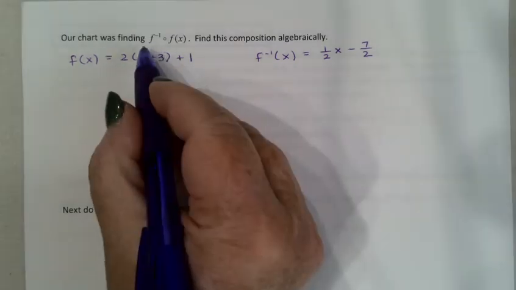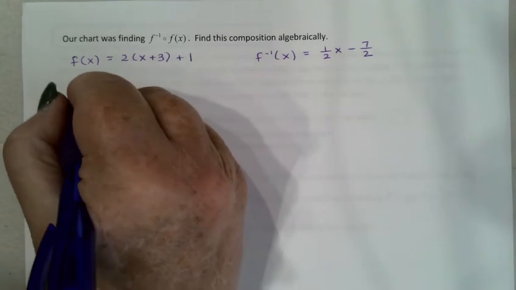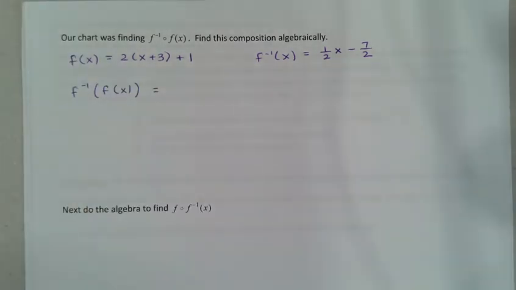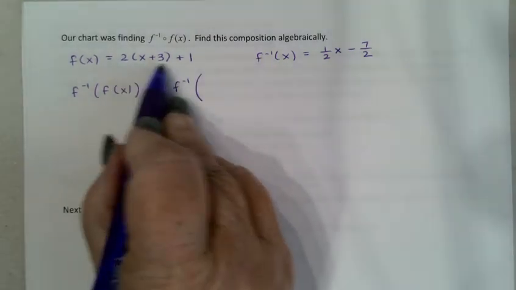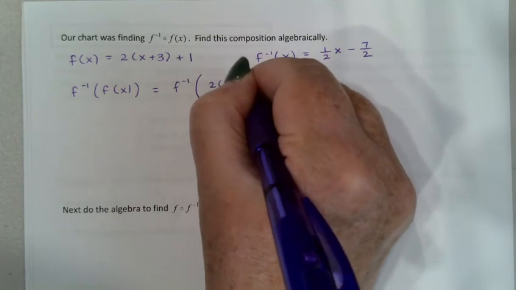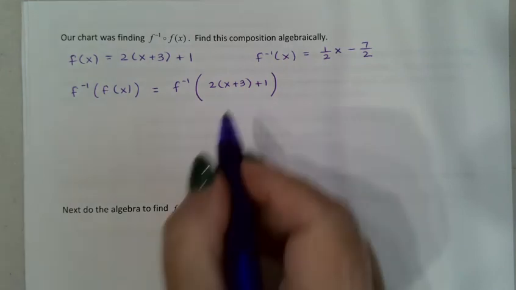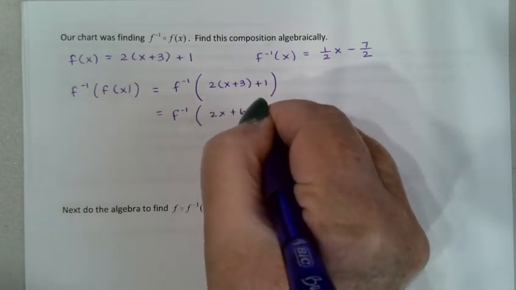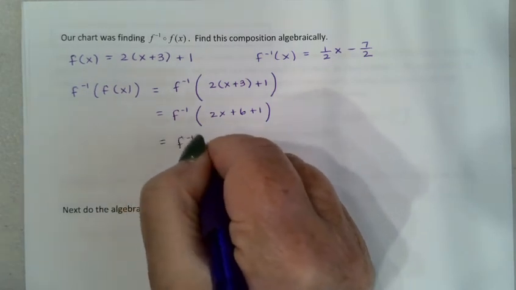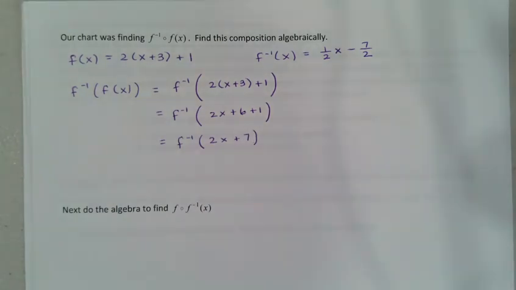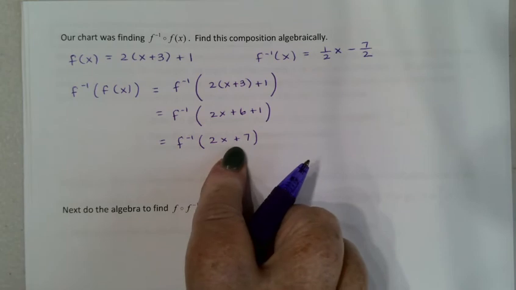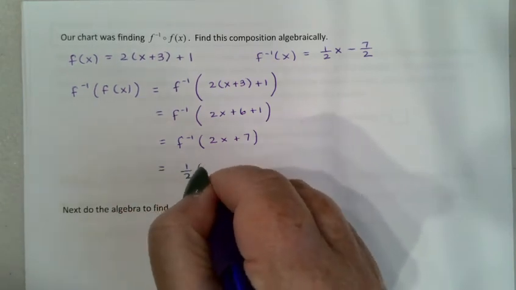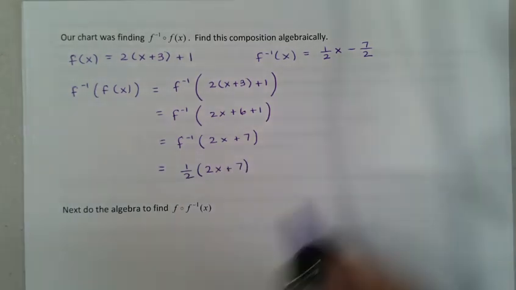Algebraically, I'm now going to find the composition f inverse composed with f of x, or f inverse of f of x. That would be f inverse of this original function. I'm going to simplify that a little bit. That's 2x plus 6 plus 1, or 2x plus 7. And if I now take that 2x plus 7 and plug it into the x here in the inverse function, I'd have 1 half times the 2x plus 7, minus 7 halves.